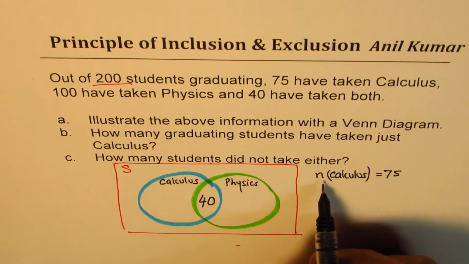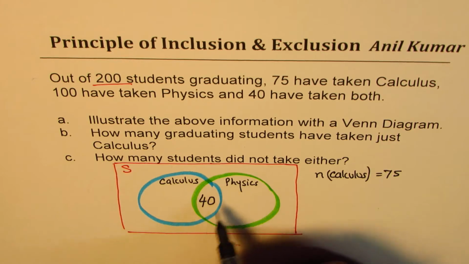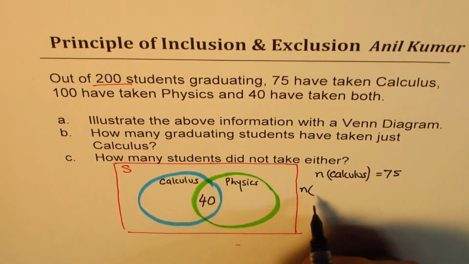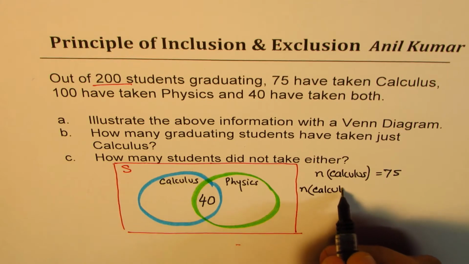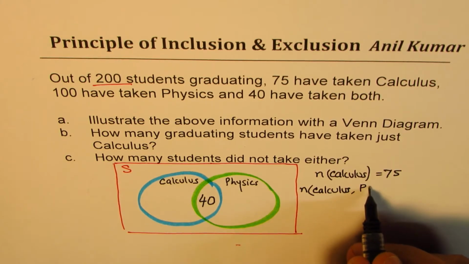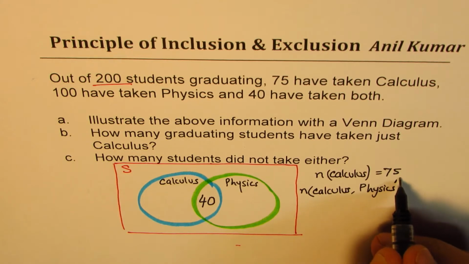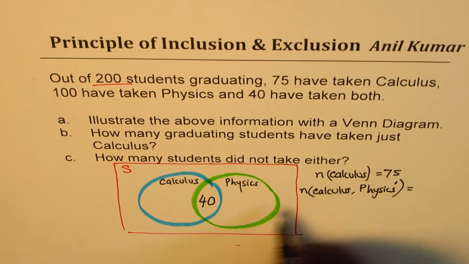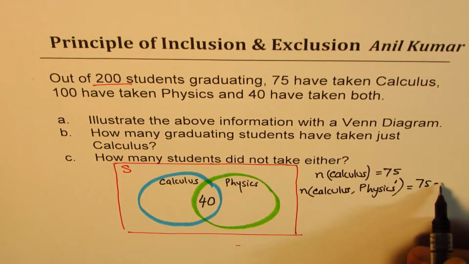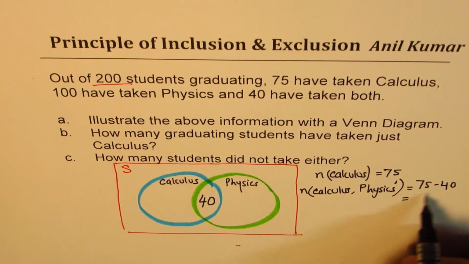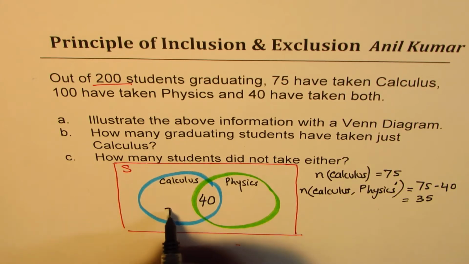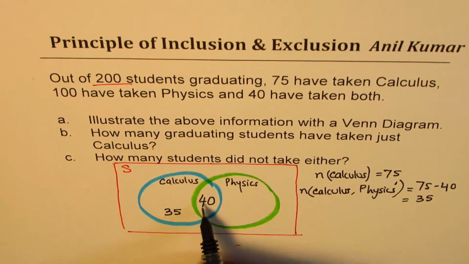So number of students who have taken calculus but not physics, let's say that. So number of students which have taken calculus but not physics. They have taken calculus but not physics. Let me write C prime, not physics, will be 75 minus 40. Is it okay? 75 minus 40, which is 35, right? So the number of students here will be 35. 35 plus 40 is 75. Get an idea. So that is how you have to work it out. Start from inside, move out.